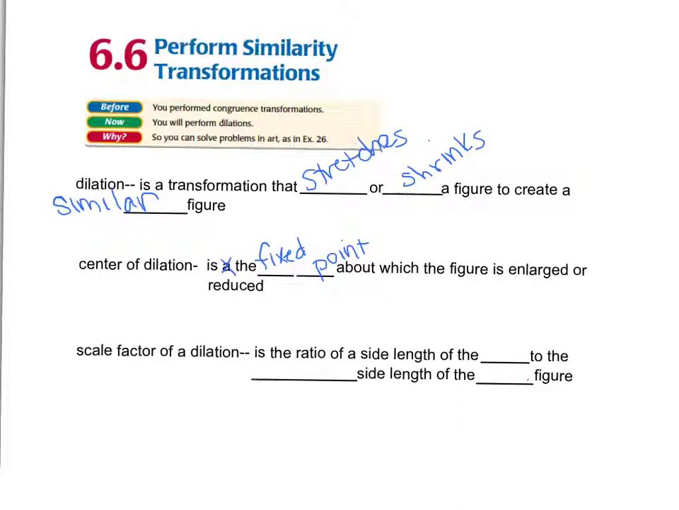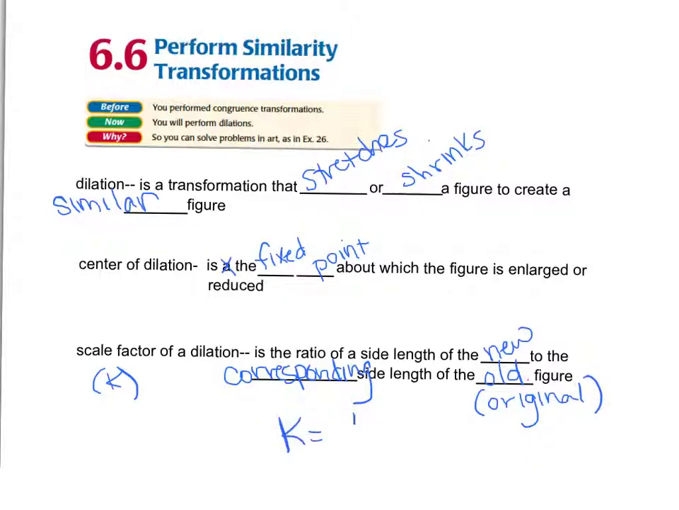So the scale factor, and remember we talked about this, I believe, before. We usually use the variable k to represent the scale factor. The scale factor is the ratio of a side length of the new figure to the corresponding side length of the old figure, or the original. So k is new over old. So keep that in mind as you continue to work along here.